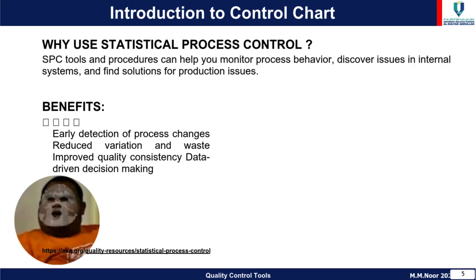Why use statistical process control (SPC)? Tools and procedures can help us monitor process behavior, discover issues in internal systems, and find solutions for production issues. The benefits of this are early detection of process changes, reduced variation and waste, improved quality consistency, and data-driven decision making.